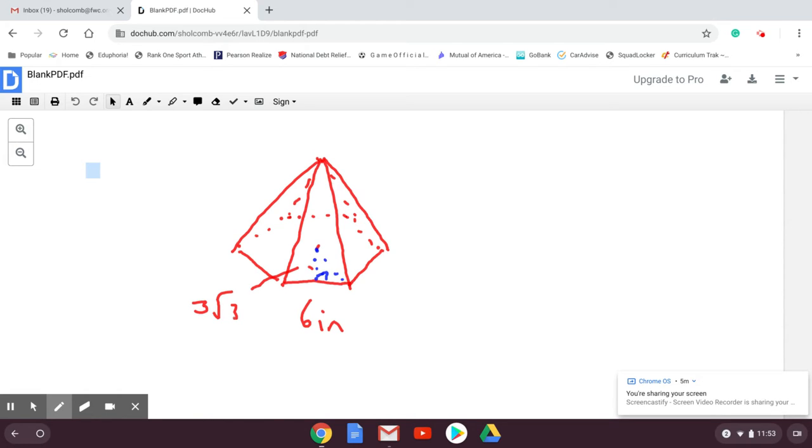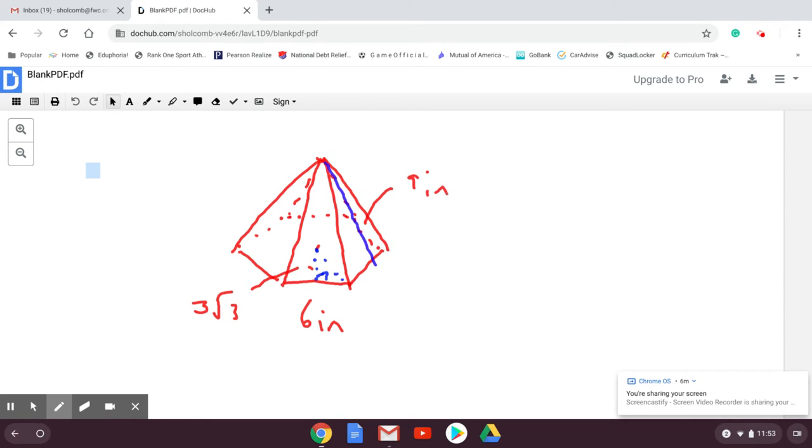And then we've got a slant height. I'll switch back to blue. The slant height is going to come through here. It can either be solid or dashed. And our slant height is going to be, in this particular problem, 9 inches. So that is 9 inches.